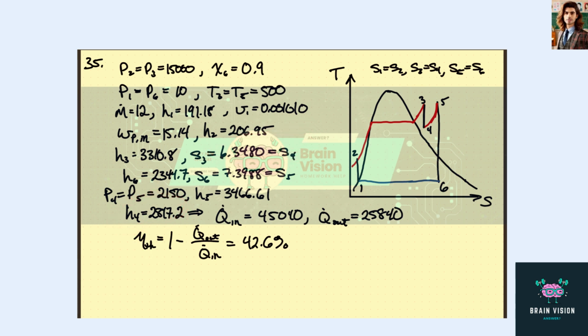And from that, we can get the rate of heat supply, which is the mass flow rate times H3 minus H2 plus H5 minus H4. That winds up being about 45 megawatts. And so we can get the rate of heat transfer out in the condenser, which is the mass flow rate times the enthalpy difference here, and that winds up being about 26 megawatts. From those two things, we can get the efficiency to be about 42.6%.